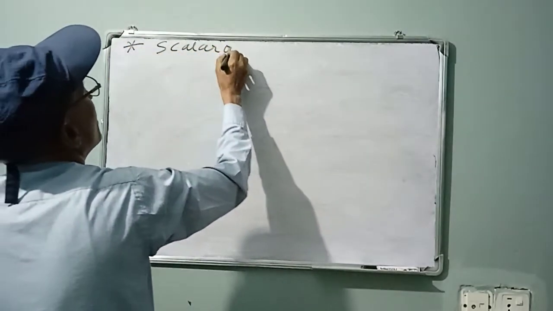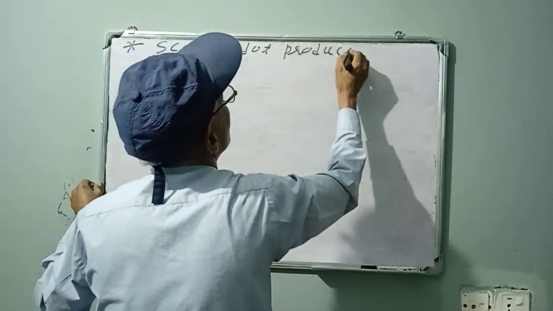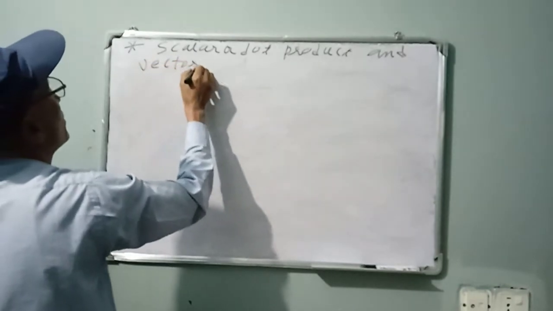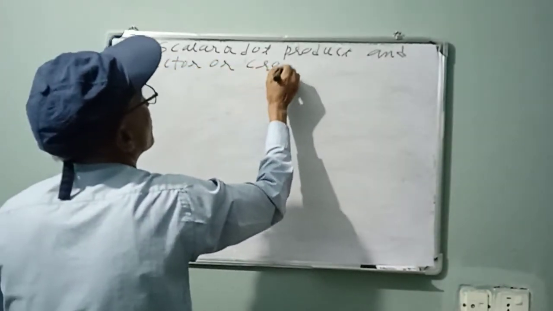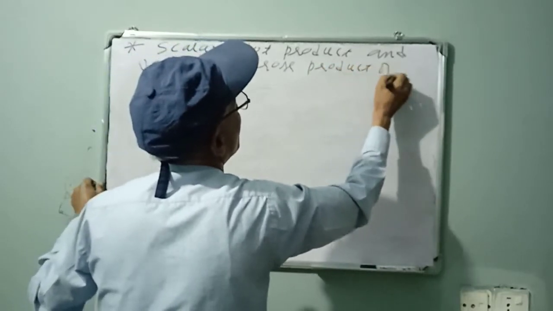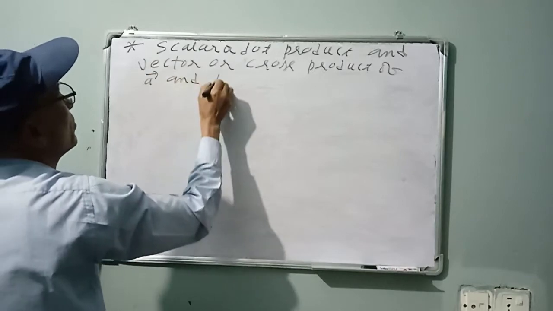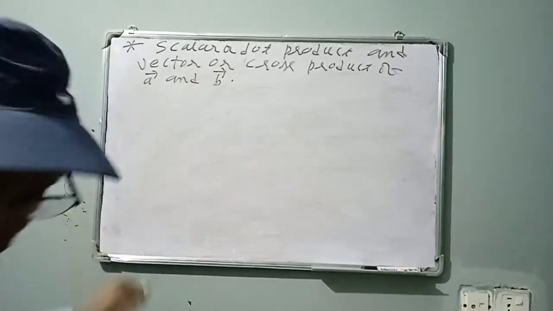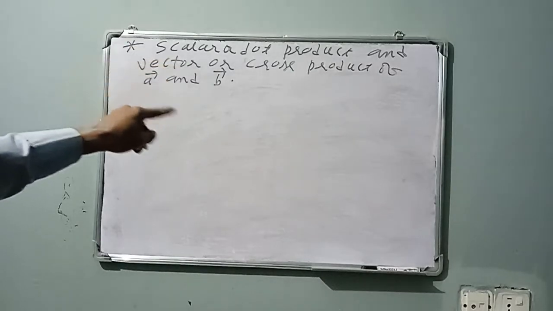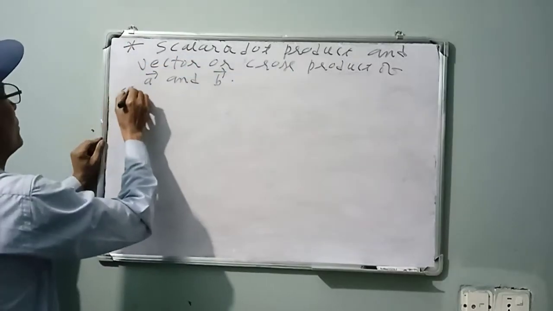Scalar or dot product and vector or cross product of vectors A and B. How to find the scalar product or dot product and cross product of vector A and vector B? Solution.